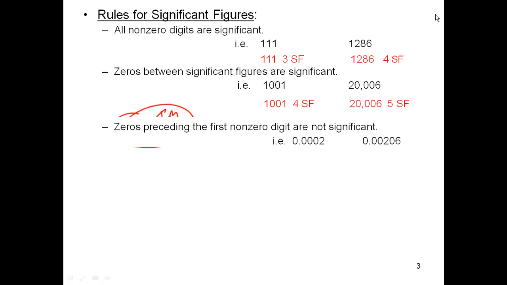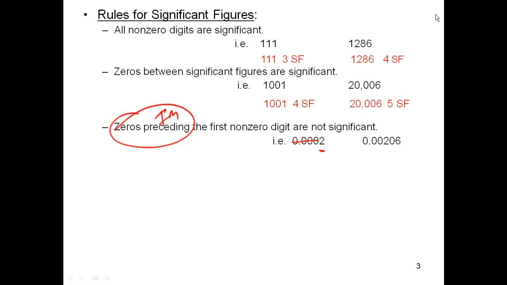Let's look at a couple examples. I have 0.0002. Until we reach that first non-zero digit, which is that 2, those zeros in the front are not significant. Therefore, this number only has 1 significant figure.